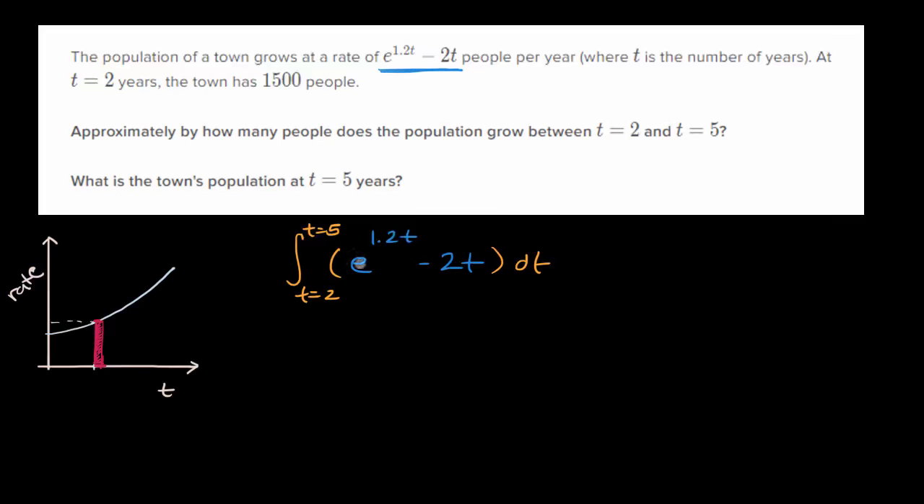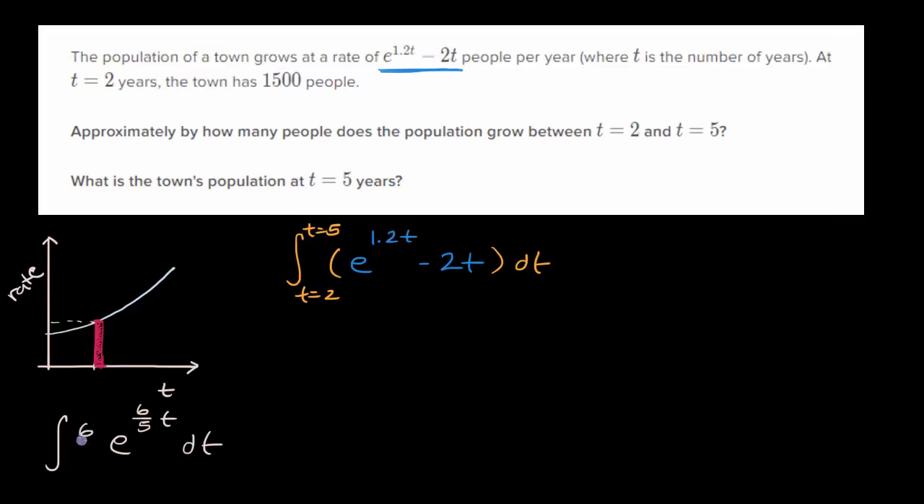So what is this going to be? Well, let's actually work it out. What is the antiderivative of e to the 1.2t? Well, let me just try to do it over here. If I am trying to calculate, let me write it as e to the 6/5 t, since 12/10 is the same thing as 6/5, dt. So this is an indefinite integral. I'm just trying to figure out the antiderivative here.